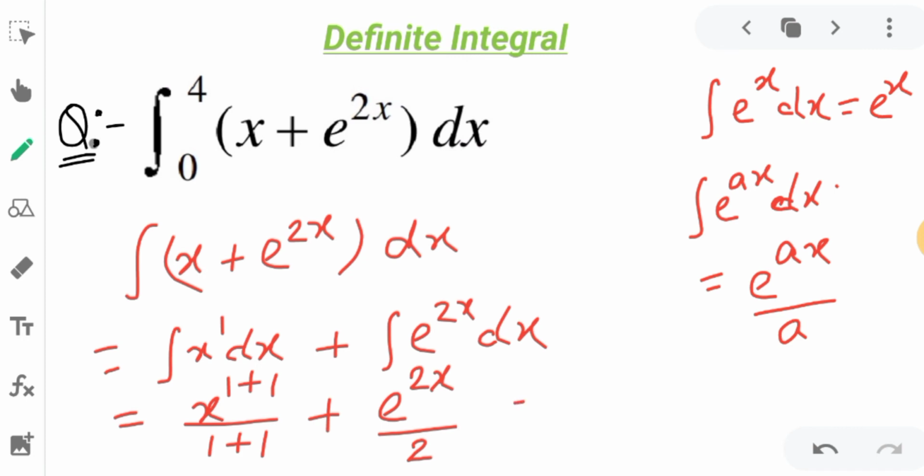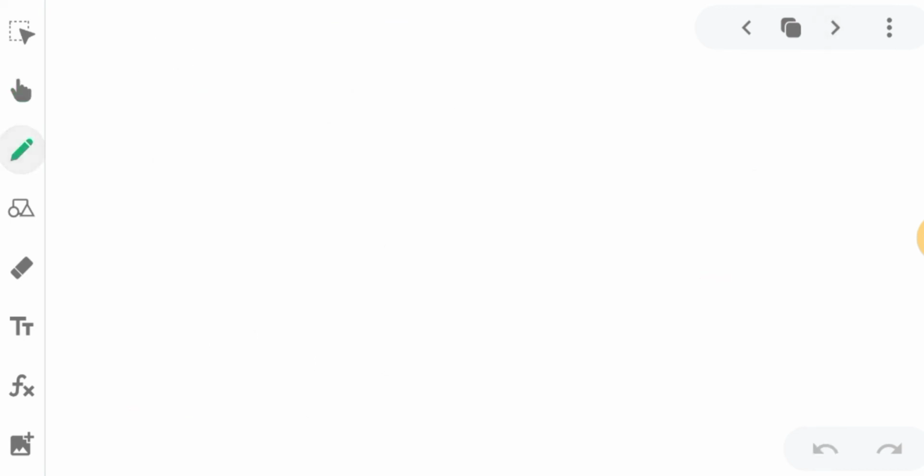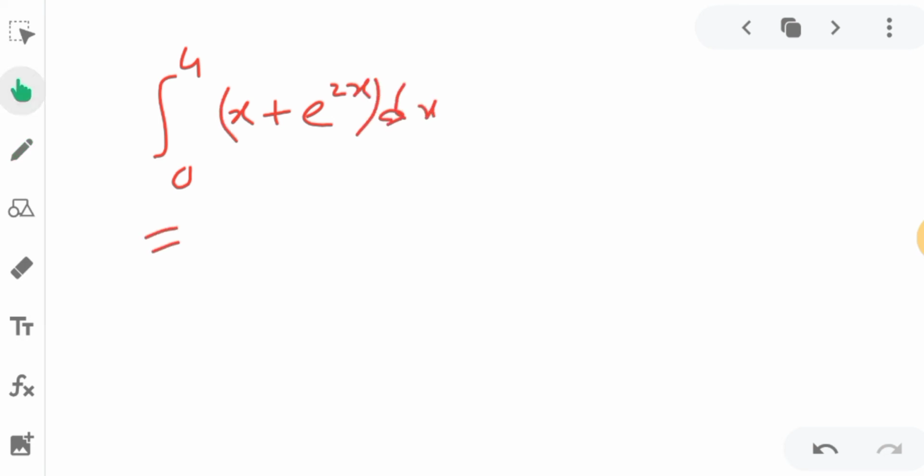If I simplify this, I will get x square upon 2, since 1 plus 1 is 2, plus e to the power 2x upon 2. This is our integration result. Now I got this integration result. At the last we have to put the lower limit and upper limit. That I will do in the next step. So now I have to put 0 to 4, the lower limit and upper limit, and we have to find the integral of x plus e to the power 2x dx. So now we got the integration result of this.